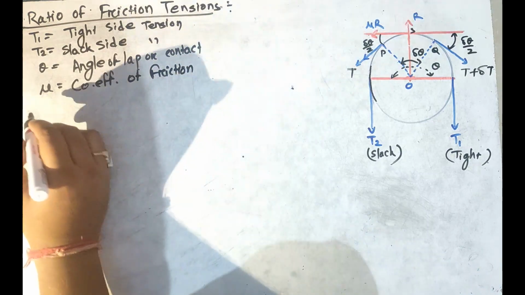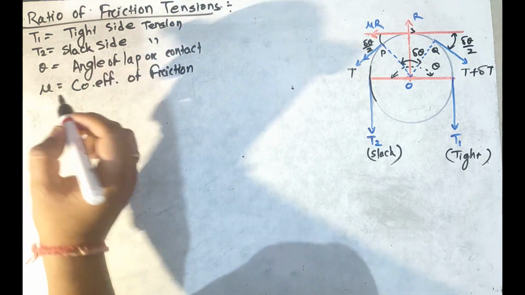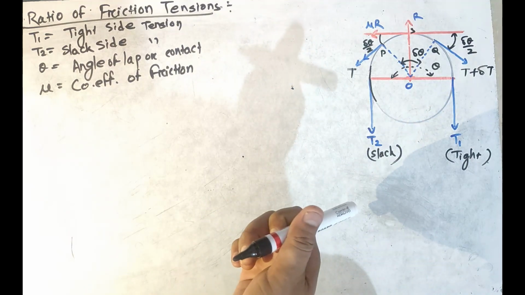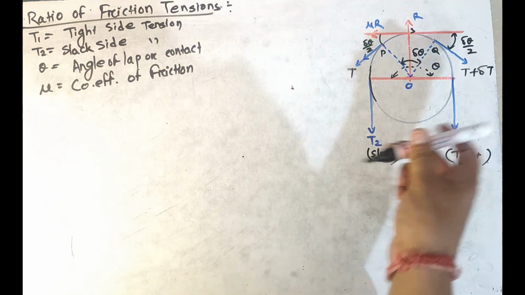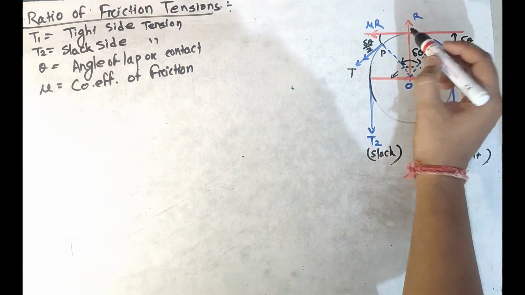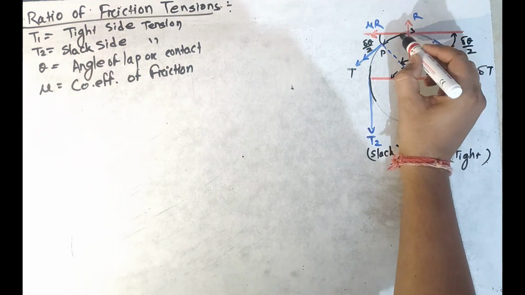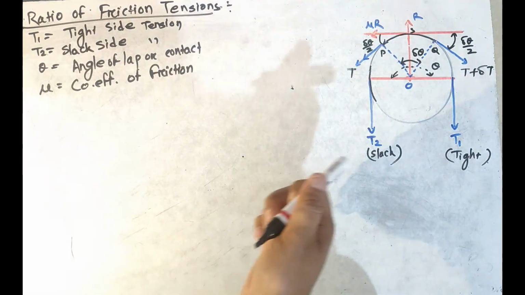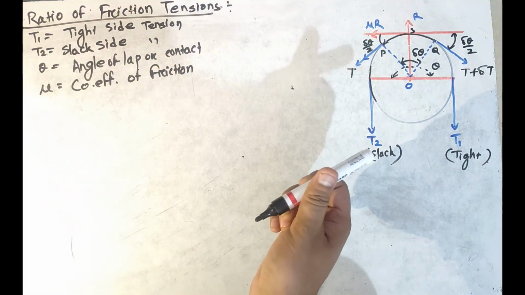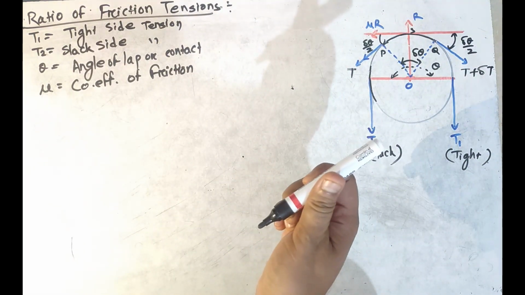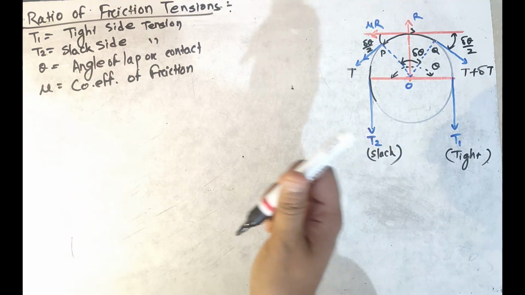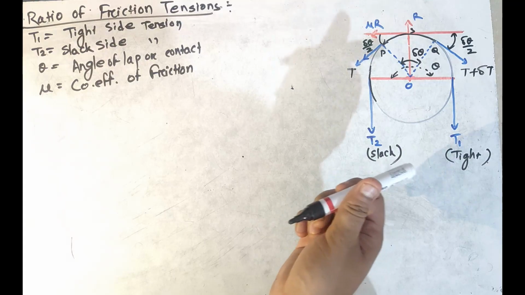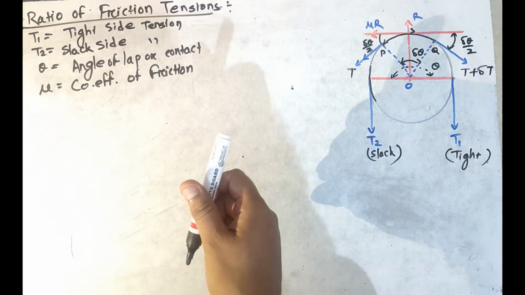To derive the relation between the two tensions, we just have to consider a small portion of the belt, this portion from here to here, PQ, and see what different types of forces or tensions occur there whenever power or torque is transmitted.